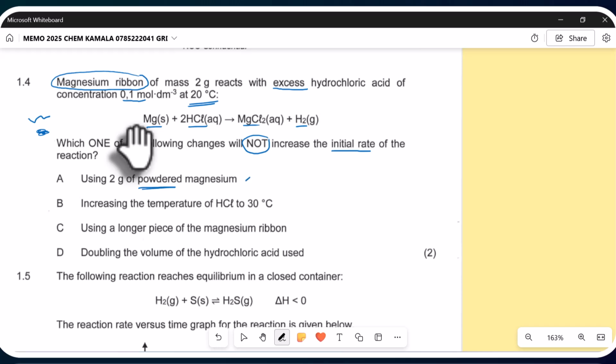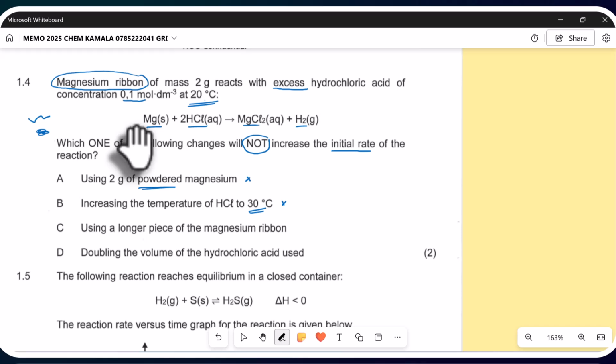Then they say increasing the temperature of HCl to 30 degrees Celsius. The initial temperature was 20, and from the collision theory, when temperature increases from 20 to 30, we get more effective collisions and hence a higher reaction rate. So this is not correct because the question says will not increase.